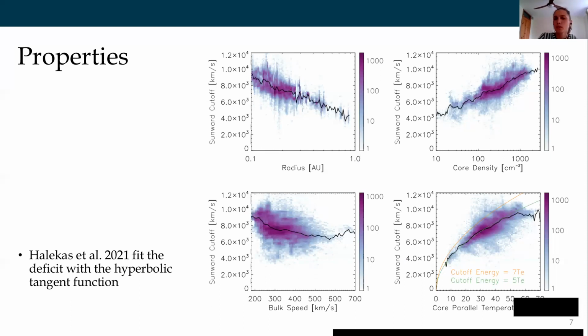But I think the most important relation, which is also seen in all these other three plots, is this one in the right bottom corner, where we see that all the data basically corresponds well to this equation, so that the cutoff energy is 5 times the thermal energy. So this is the parallel core electron temperature. So this energy seems to be closely related to the core temperature.